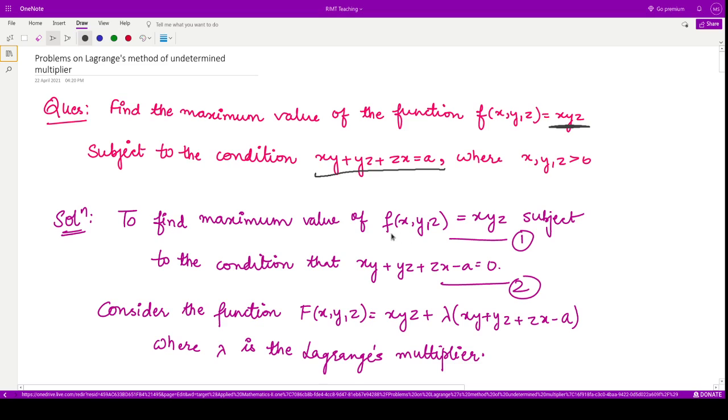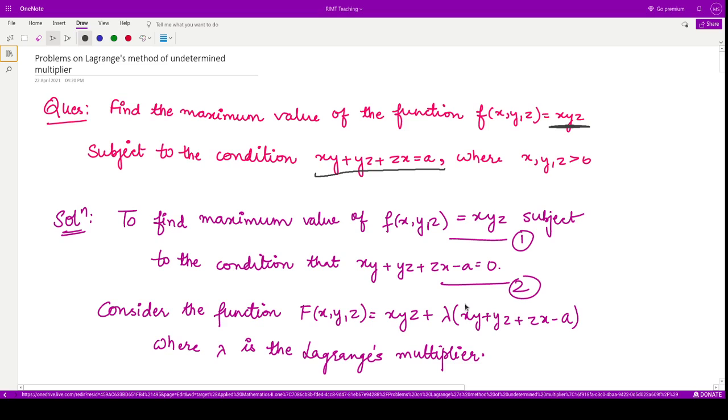So we call this given function f of x, y, z is equal to xyz as equation number 1, and the condition is given to be xy plus yz plus zx minus a. So this is our phi. So we call this as equation number 2.